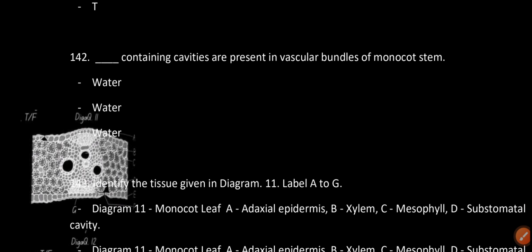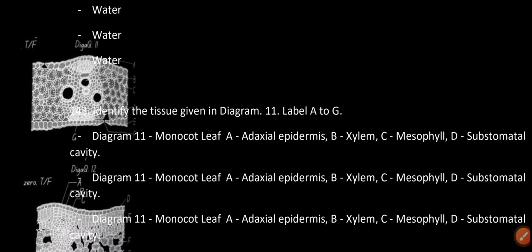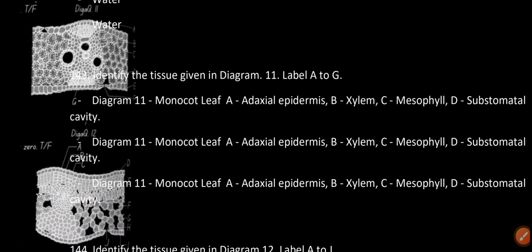Water containing cavities are present in vascular bundles of monocot stem. Water. Identify the tissue given in diagram, label A to G.